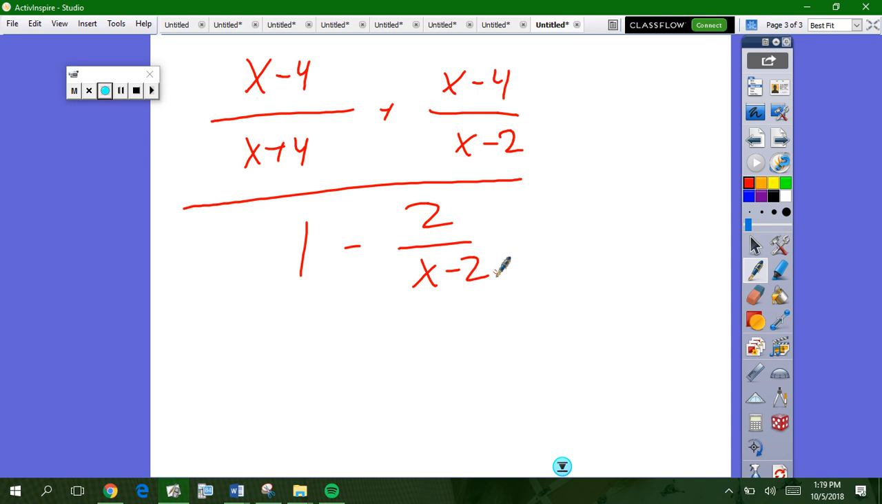So that's a 4, by the way, x minus 4 over x plus 4, x minus 4 over x minus 2. And we've been dealing with y, so I just want to make sure.